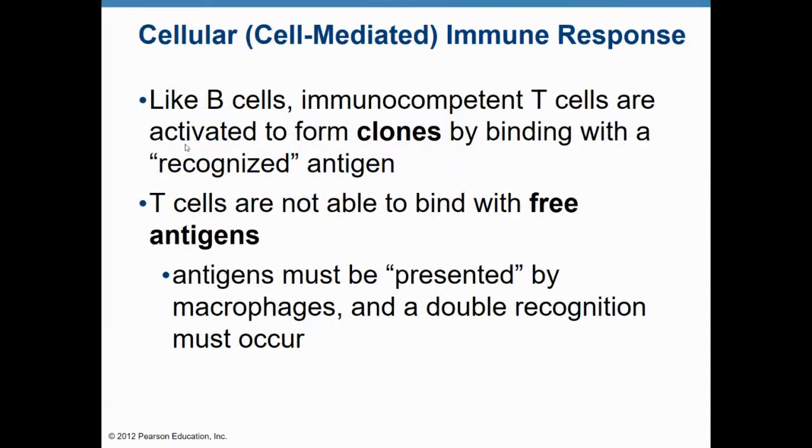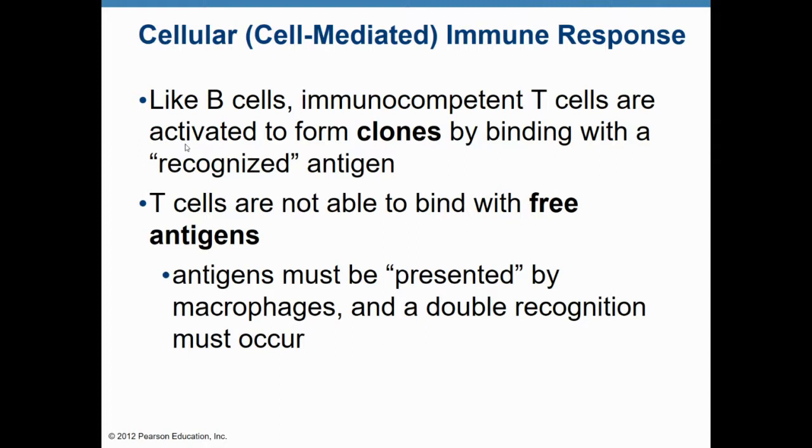Okay, so that's it for humoral immunity. Humoral immunity is provided by the B cells through the production of antibodies. And antibodies are only good at detecting antigens in the body fluids, just floating by.